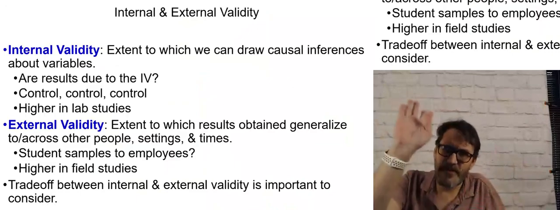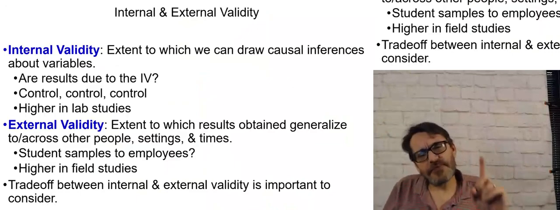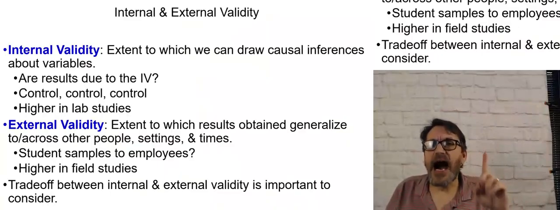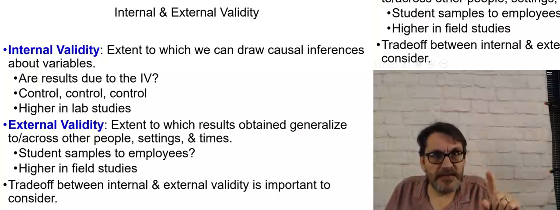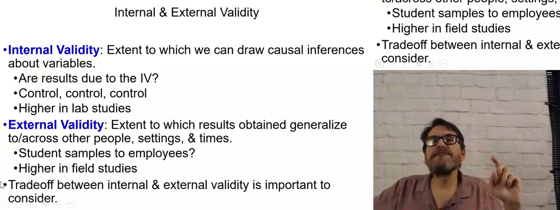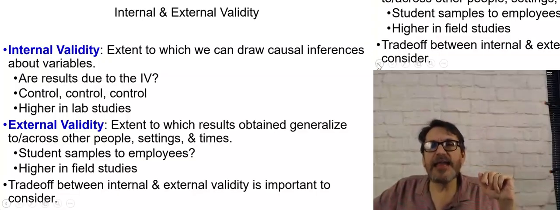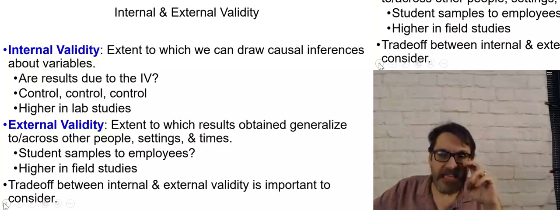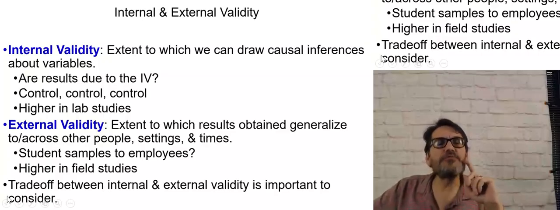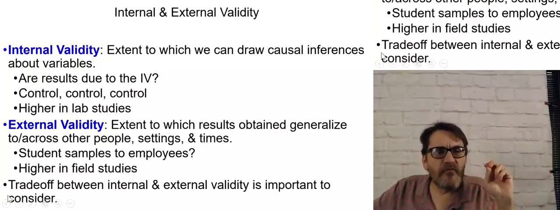So the internal versus external argument, we already had this conversation when we talked about laboratory experiments. We said they tend to be high in internal validity because we can control. Field experiments tend to be high in external validity. We lack control, but the behavior that we're measuring is probably reflective of what people actually do in reality. Okay?